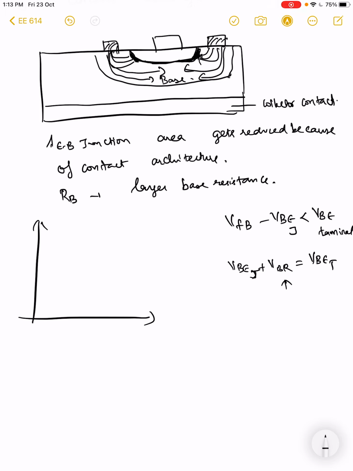and hence lower current. And hence as you start increasing the current density, let's say this is VB at the terminal, instead of having a linear relationship, you will start having a reduction in the current. So this is the current loss due to base spreading resistance.